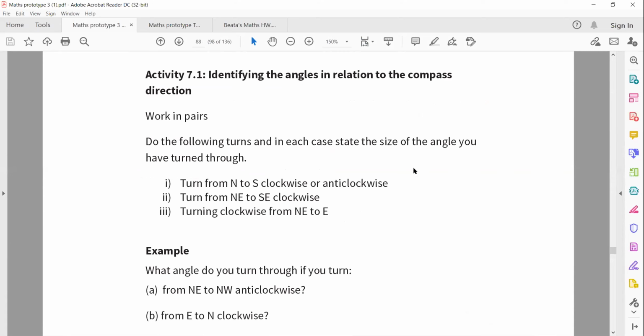Activity 7.1, we need to identify angles in relation to the compass direction. Of course, here they tell you to work in pairs, but you are now doing it individually. So do the following turns, and in each case, state the size of the angle you have turned through. Part 1, turn from north to south, clockwise or anti-clockwise. I hope someone has already done it.